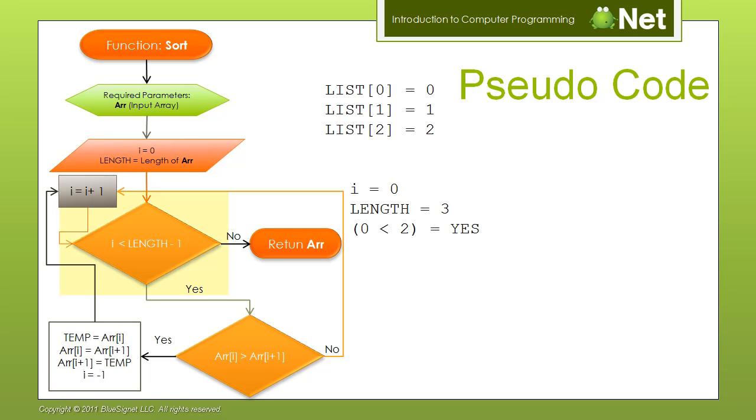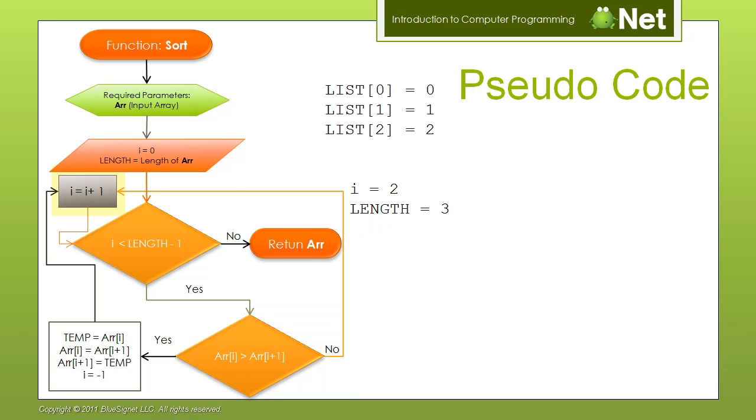We test this and say, is 0 less than the length? It is. So now we evaluate to see if they're in order. Is 0 greater than 1? No, it's not, so we go to the next one because they're in order. We increment and check to see if we're at the end of the list. We're not. We go to the next one and see if they're in order. Is this one greater than the next one? No, it's not. They're in order.